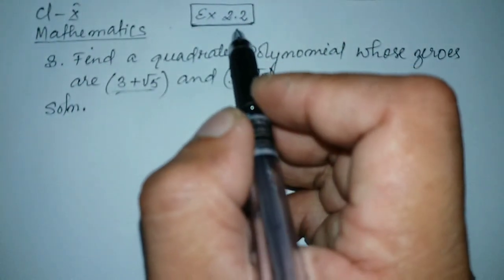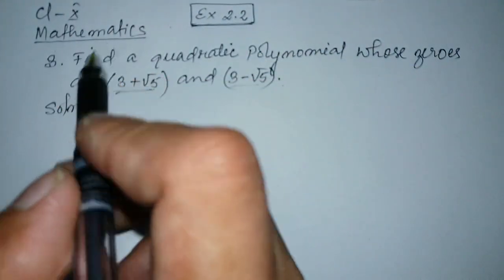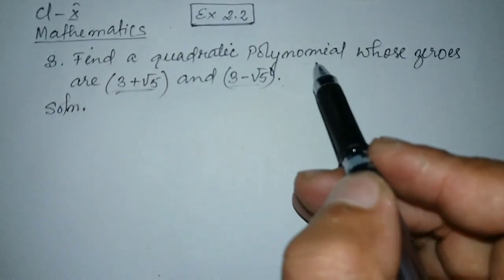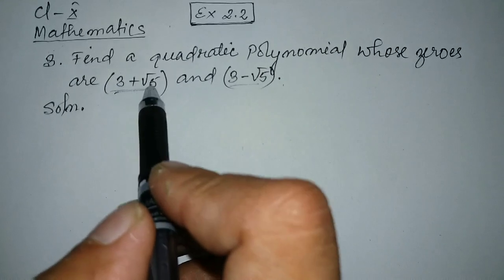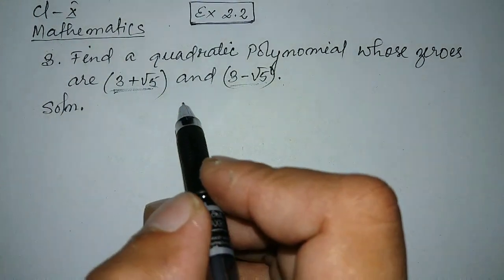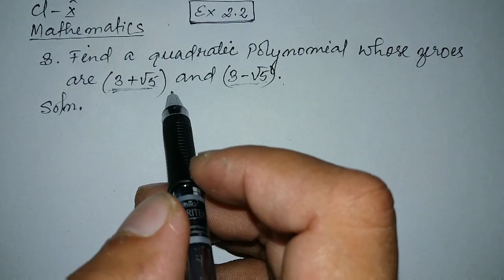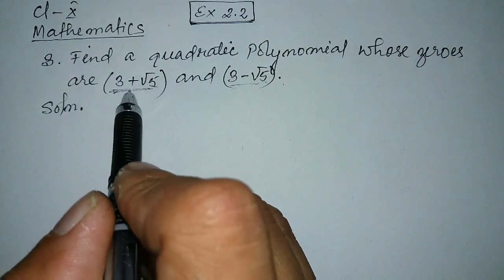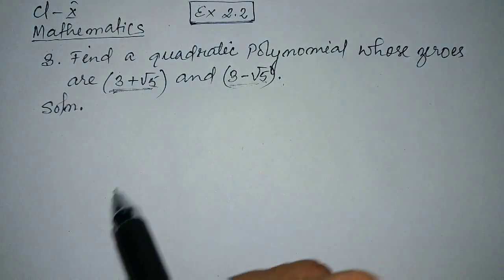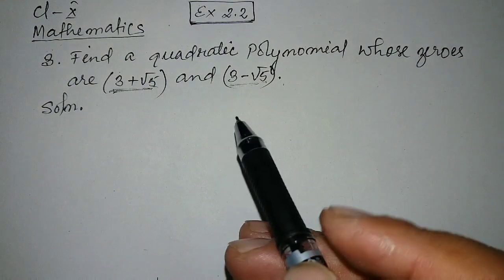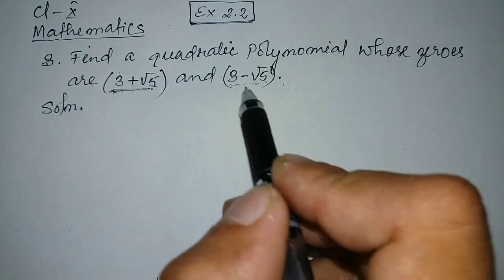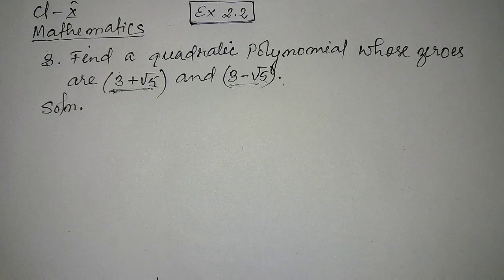This is exercise 2.2 of class 10 mathematics. Here in this we are going to see question number 3. Find a quadratic polynomial whose zeros are 3 plus root 5 and 3 minus root 5. So in this, it's a very simple question. Zeros are given here: 3 plus root 5 and 3 minus root 5. And we are supposed to find out the quadratic polynomial which has these zeros.